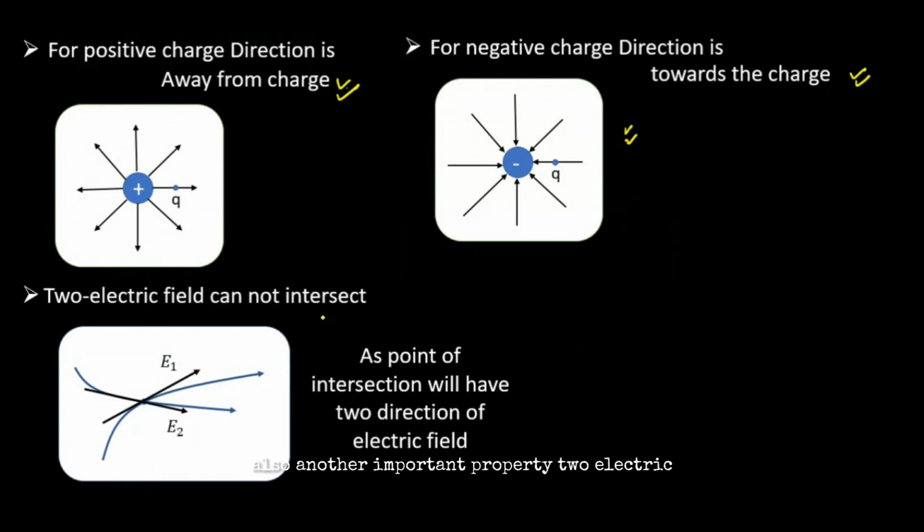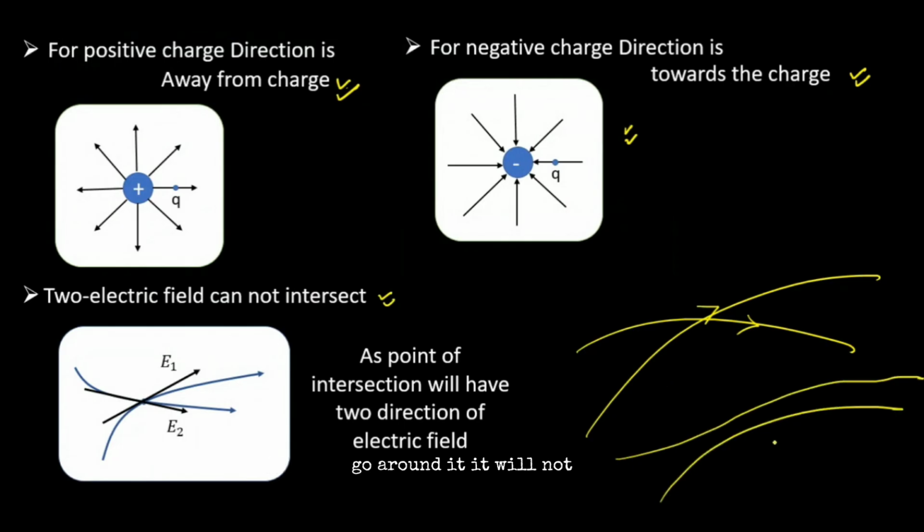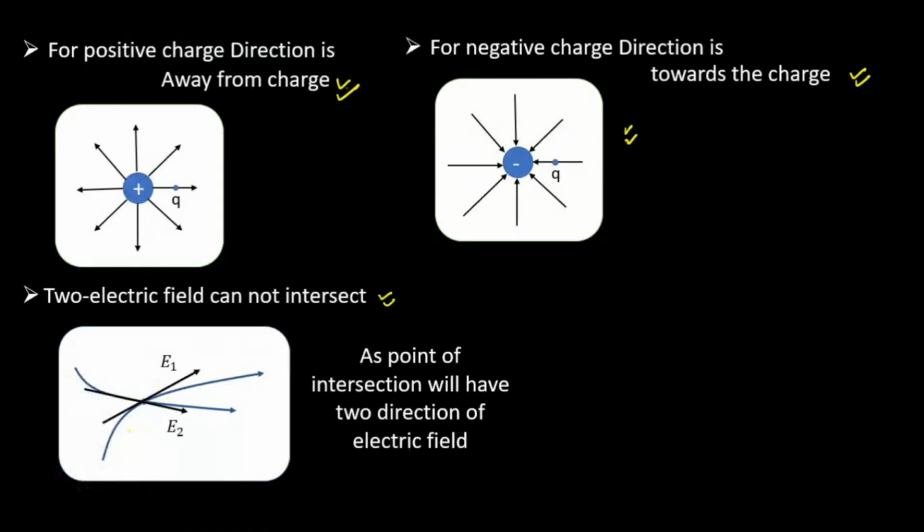Also, another important property: two electric field lines cannot intersect each other. If this is one electric field line and this is another, we cannot have them intersecting. If one field goes like that, the other will automatically go around it. Why? Because at a point of intersection, the field would have two directions, and a vector quantity having two directions at the same point is not possible. So this is what makes it a little different. No two electric field lines will ever intersect each other. Just remember this point.